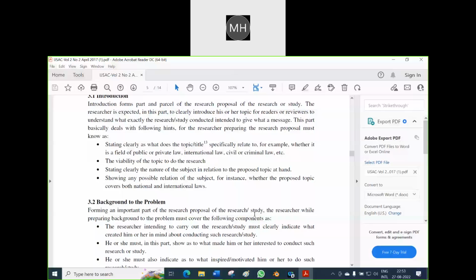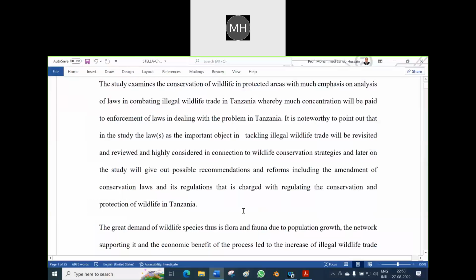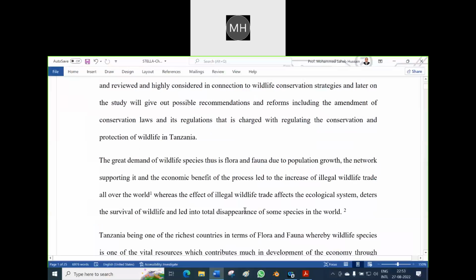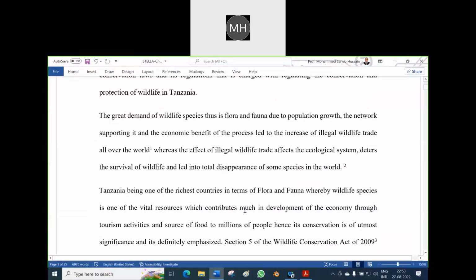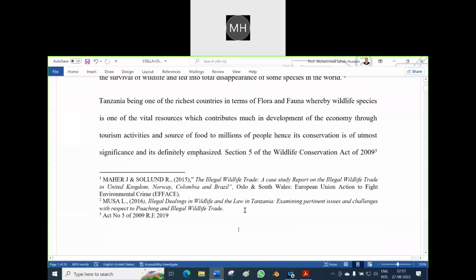Now let us see whether the candidate did it. Of course, here they made it: the great demand for wildlife species, flora and fauna, due to population growth, the network supporting it, and the economic benefit of the procedure led to the increase of illegal wildlife trade all over the world. Yes, that shows the viability. And here the footnote is given, Meher J and Salander R. It depends upon the referencing style.